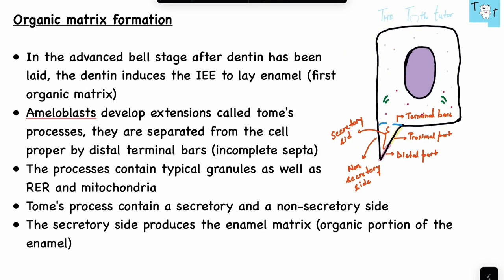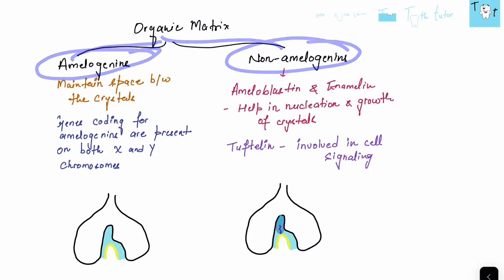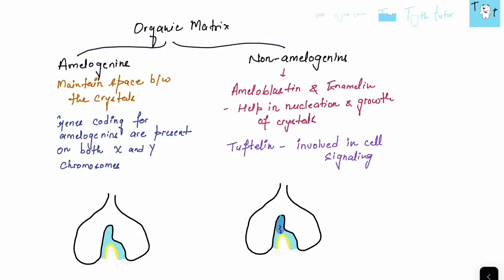And now enamel matrix starts forming in this stage, in here. Now after the matrix has been formed, let's study first the structure of the organic matrix. Organic matrix has amelogenins and non-amelogenins. Okay, these are the proteins that will be laid. So non-amelogenins, these are the proteins mentioned in the book. There's ameloblastin and enamelin, which help in nucleation and growth of crystals. So what is nucleation? Nucleation is establishing a center.